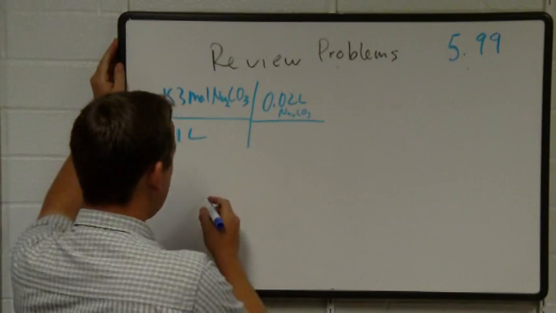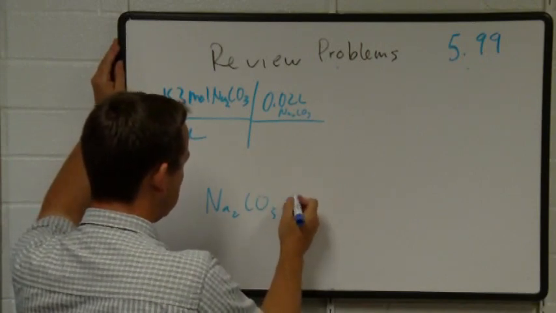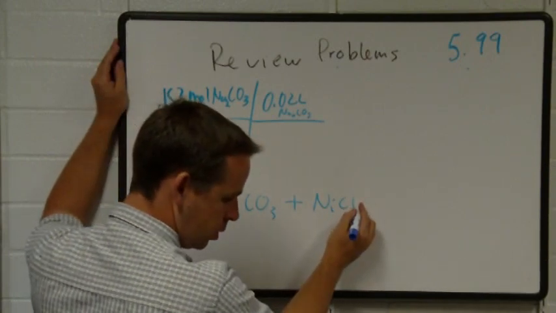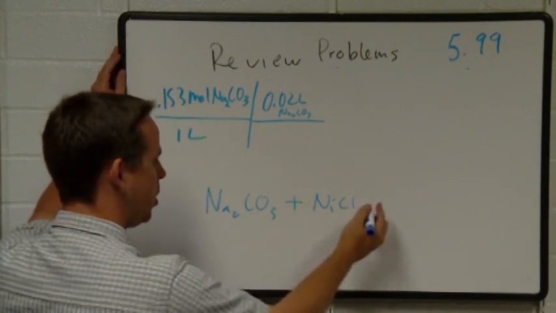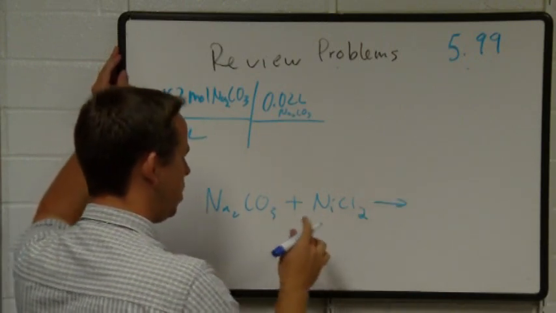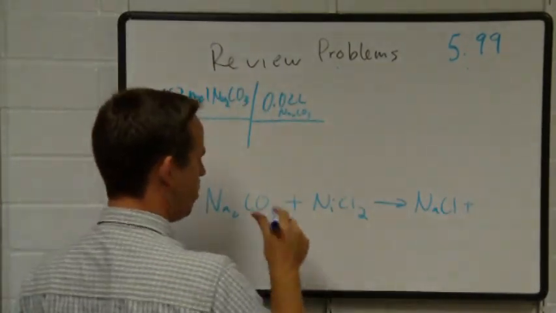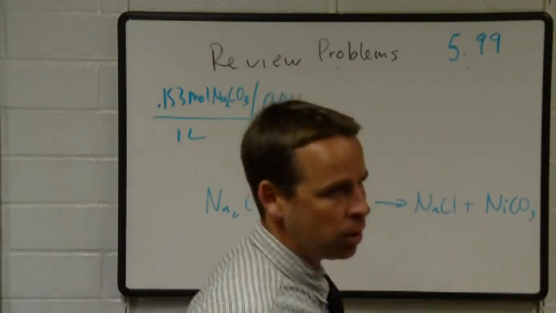And we want to know how many milliliters of a 0.258 molar nickel chloride. So we have to identify our equation, right? Nickel chloride plus sodium carbonate. Products here are going to be sodium chloride and nickel carbonate. Okay?